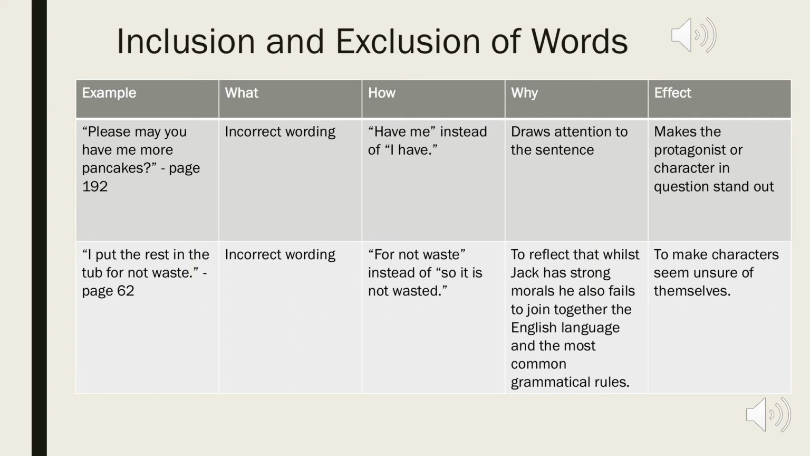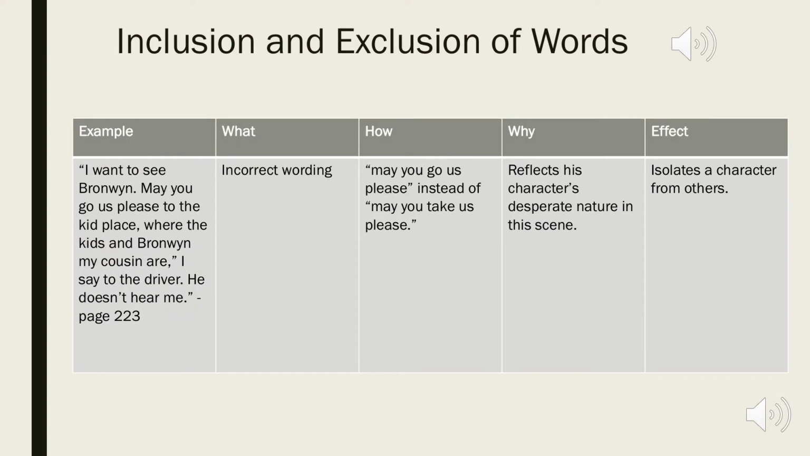On page 223, this sequence occurs. "I want to see Bronwyn. May you please, may you please, may you go us please to the kid place where the kids and Bronwyn, my cousin, are, I said to the driver. He doesn't hear me." In this quote, it is clear that Jack is attempting to communicate with the driver, a person from the outside. However, the driver ignores his attempts at communication due to his strange way of talking. This language that he uses feels almost there, but leaves Jack powerless in a complicated world.